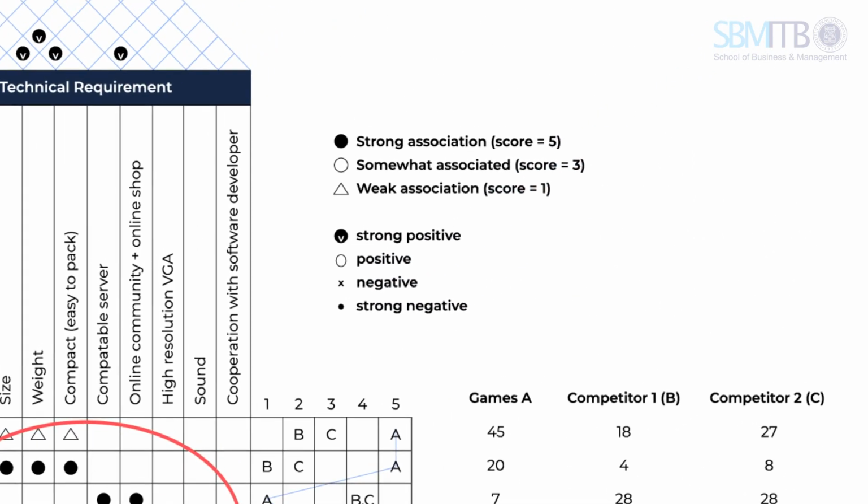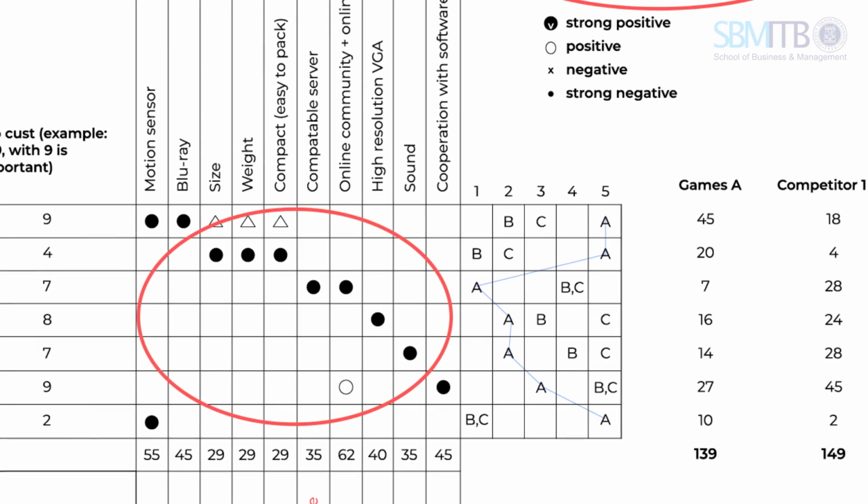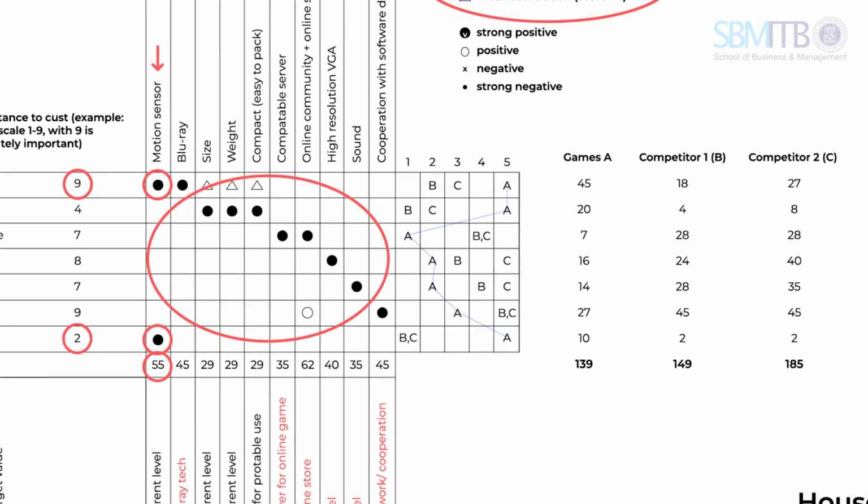technical requirements. In this case, we use 3 types of score. Strong association yields score 5, somewhat associated yields score 3, and weak association yields score 1. As an example, the importance weighting of motion sensor is obtained through 9 times 5 plus 2 times 5. It's equal to 55.